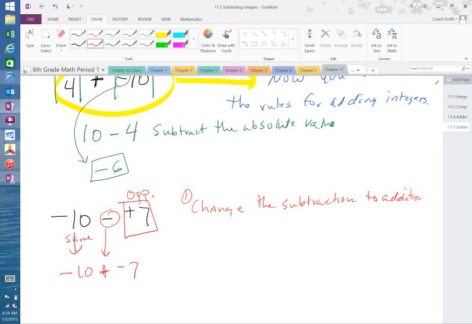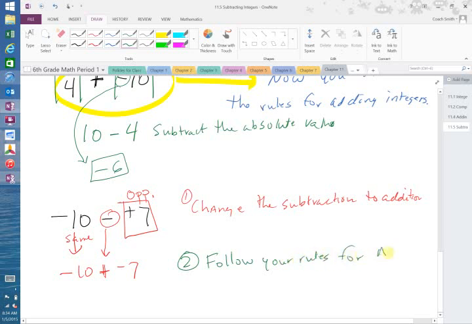Now, step 2, follow your rules for adding integers. Follow your rules for adding integers.